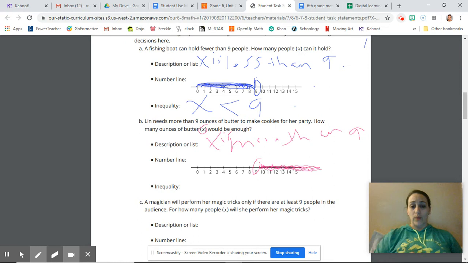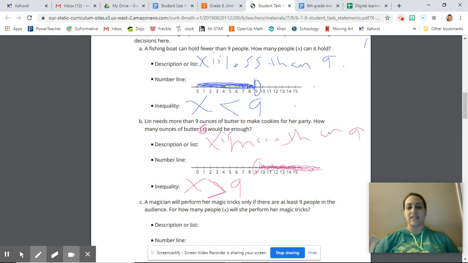And finally, I'm going to write this as an inequality. So mathematically, I'm going to use that variable, that x that they told us to use. And this time, x needs to be greater than 9. So x needs to be the bigger thing. And 9 is the number we're working with, so x is greater than 9. There's our mathematical inequality that represents that situation.